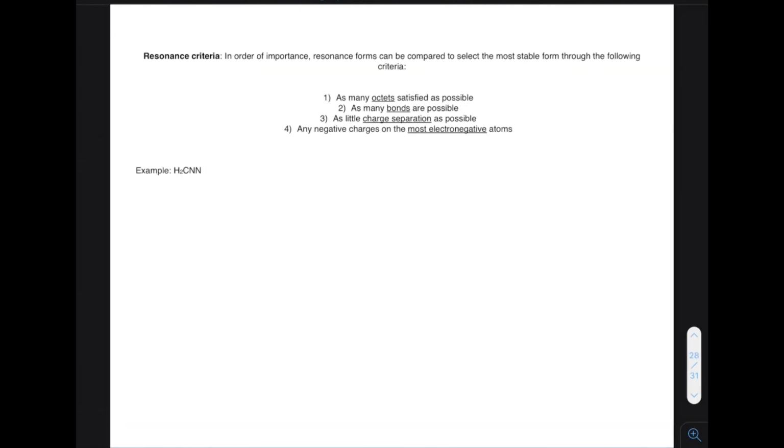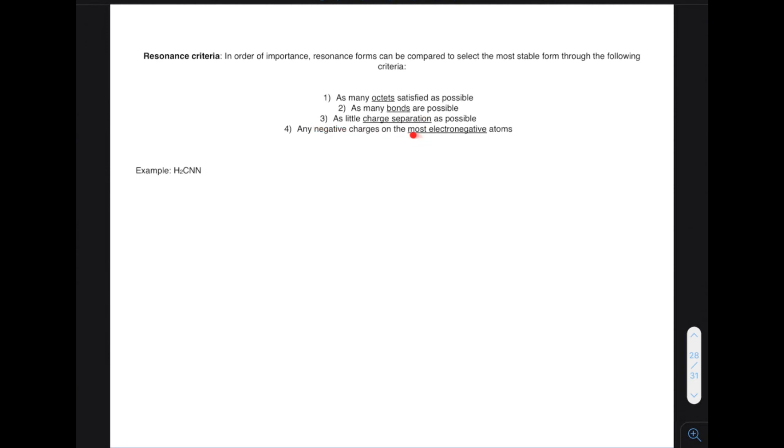So, when trying to figure out which resonance structure is the most ideal, how do we do that? I mentioned that a couple times, but haven't gone into too much depth with it. Very generally, in order of importance, resonance forms can be compared to select the most stable form through the following criteria. It has to have as many octets satisfied as possible. If there's any example of carbon with only 3 bonds and a positive charge, its octet rule is not satisfied, so that is not a great resonance structure. It should have as many bonds as possible, so with more pi bonds, for example, the better the structure is.